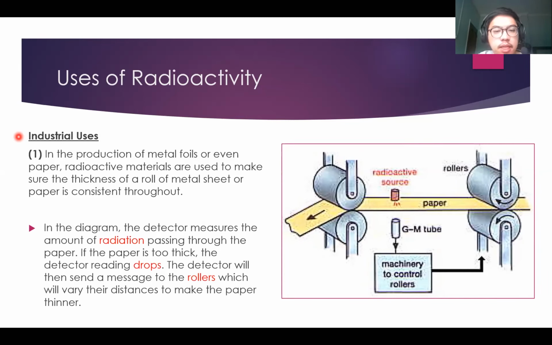In the diagram, the detector measures the amount of radiation passing through the paper. If the paper is too thick, the detector reading drops. The detector then sends a message to the rollers, which will vary their distances to make the paper thinner. So let me explain how this is done.